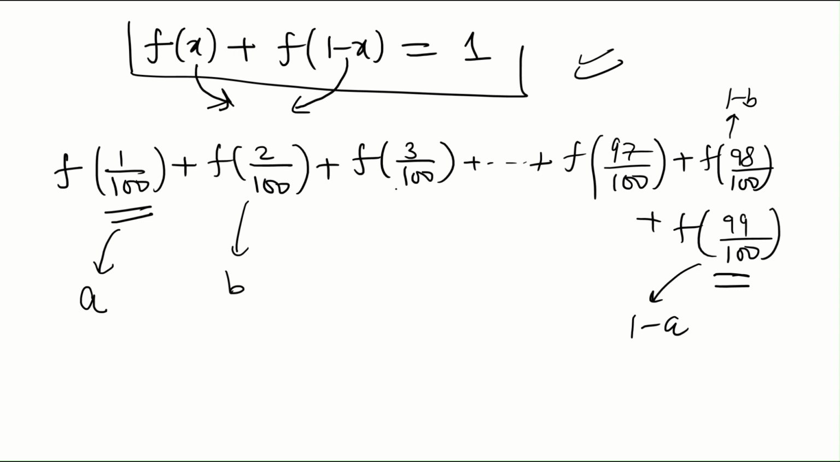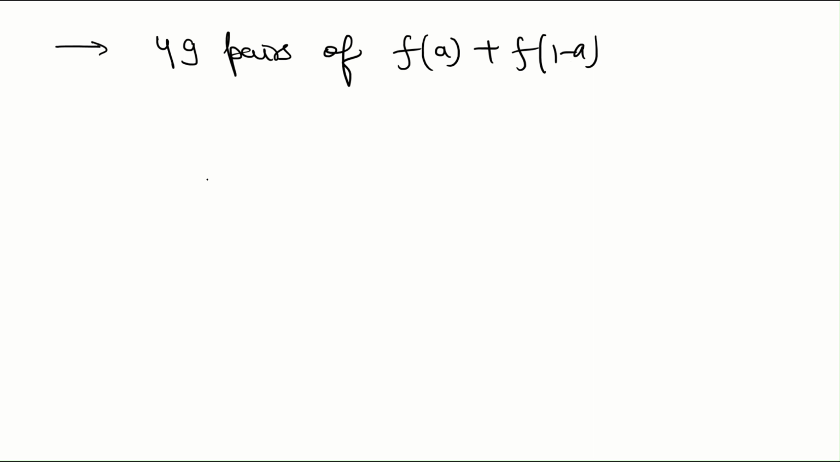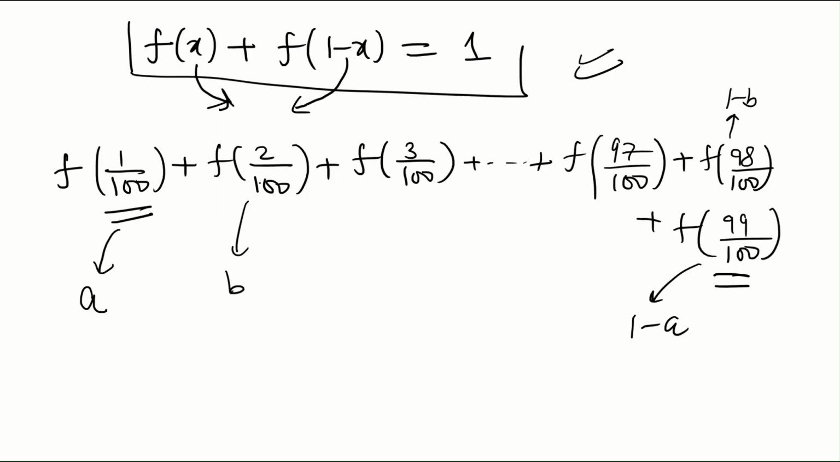So basically what we are saying is that we have pairs. We have a total of 99 terms. So I can say that this expression has 49 pairs of the form f of a plus f of 1 minus a. Right, so f of 1 over 100 is paired with f of 99 over 100. Similarly, f of 2 over 100 is paired with f of 98 over 100. And similarly, we can form other pairs as well.